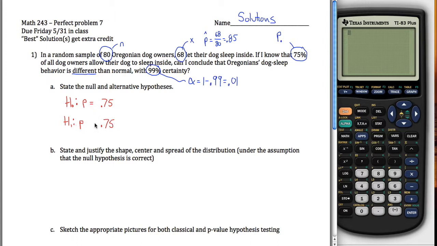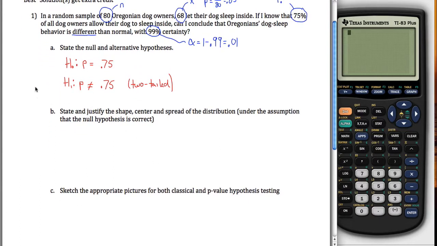Our alternative hypothesis, to figure out what symbol goes in here, you have to read the question. That's this different thing that I made a big deal about. Because it says different, we put does not equal here. If it said is higher than, we'd put greater than. If it said is lower than, we'd put less than. But it doesn't. It says different, we put does not equal. That tells us that we have a two-tailed test. State the null and alternative hypotheses. There they are.